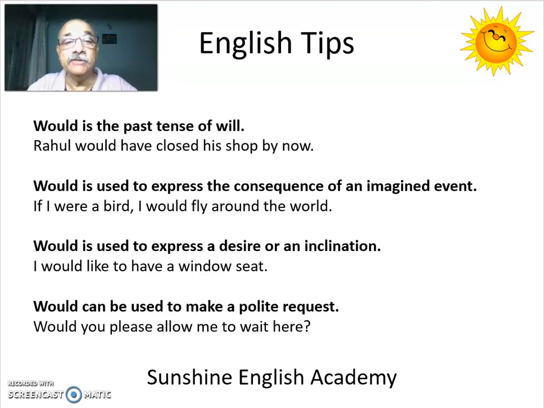Now, the first part of the sentence, if I were a bird, is a condition. If this condition is true, then only the second part of the sentence is also true. The second part is I would fly around the world. This is called the result of the condition. So the first part is the condition: if I were a bird. The second part is the result: I would fly around the world.